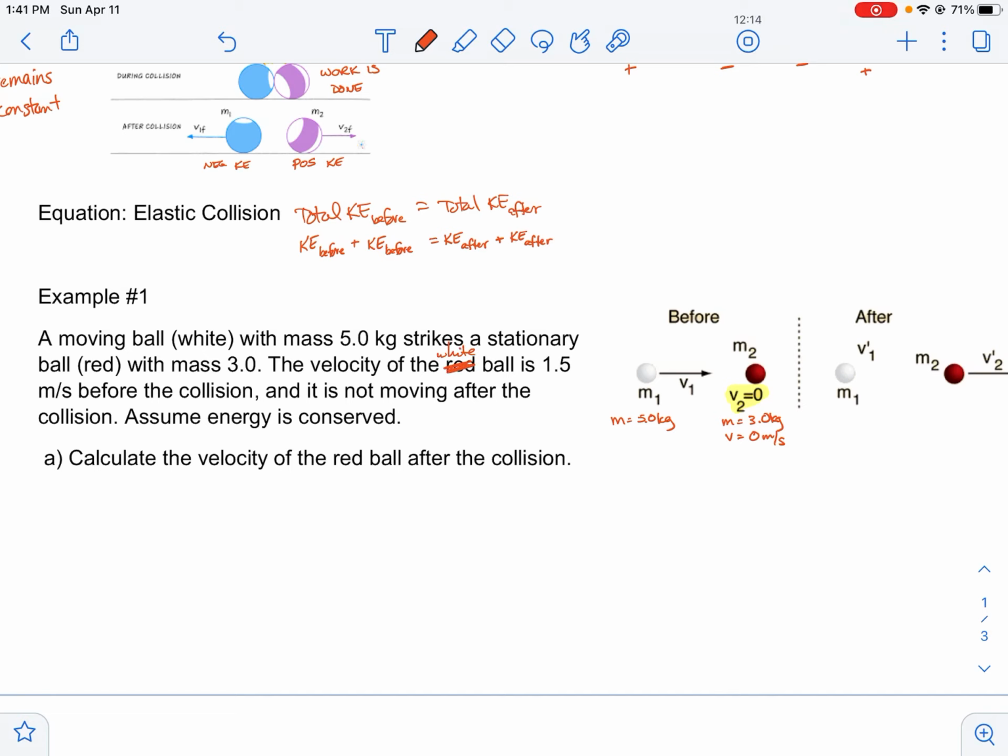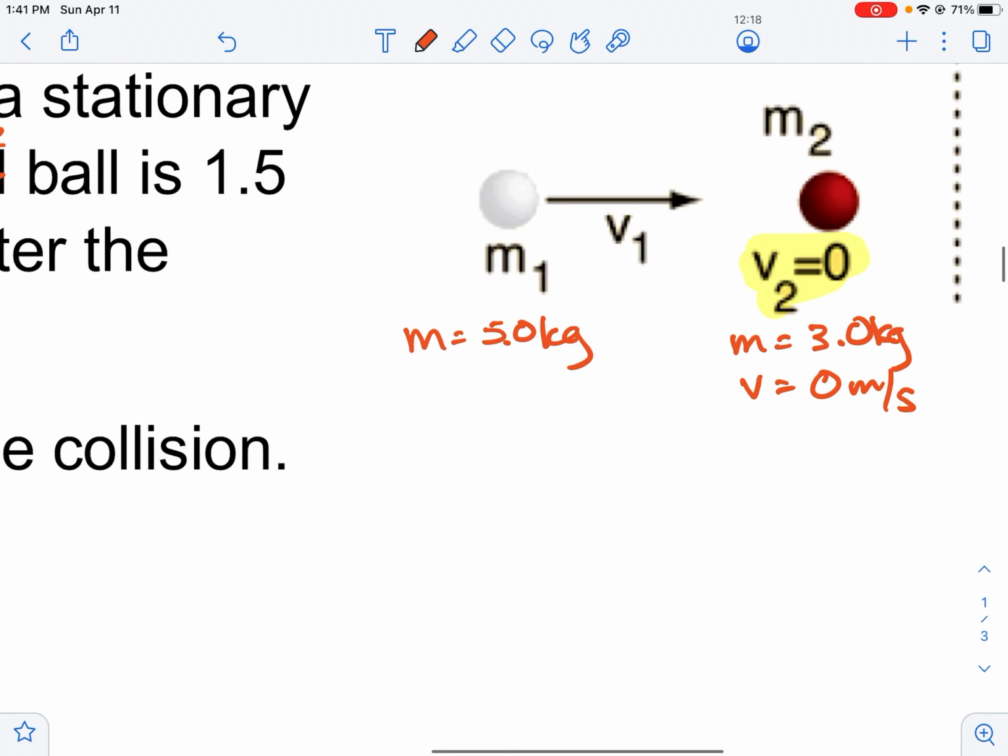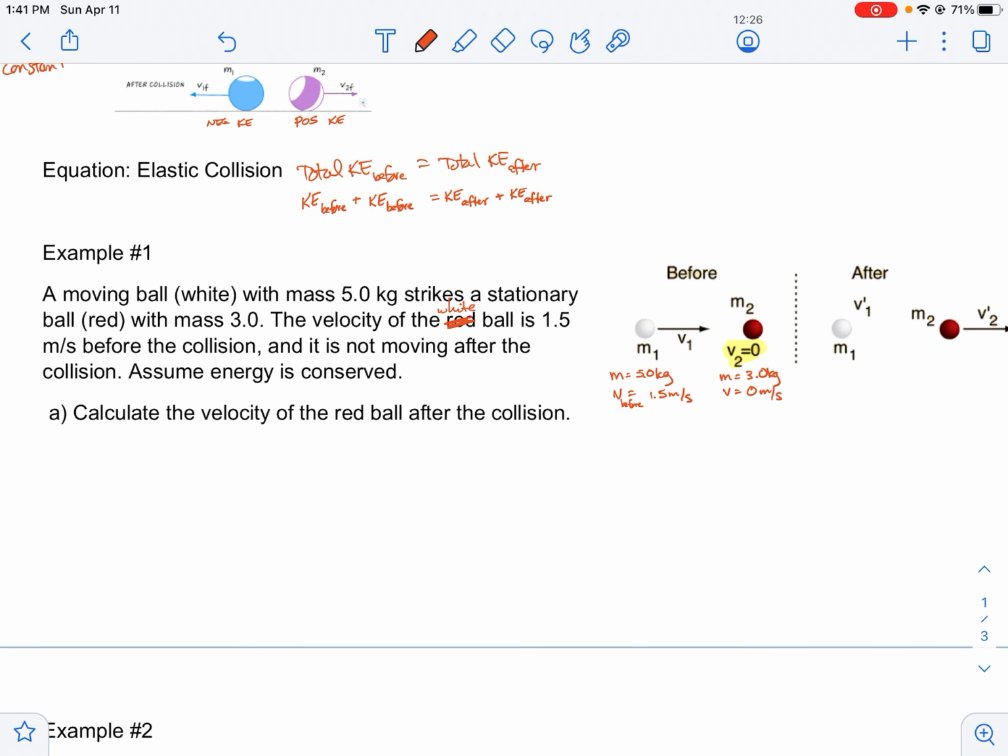My bad. The velocity of the white ball is 1.5 meters per second before the collision. So my V1, or my V before, is 1.5 meters per second. Okay? And it is not moving after the collision.